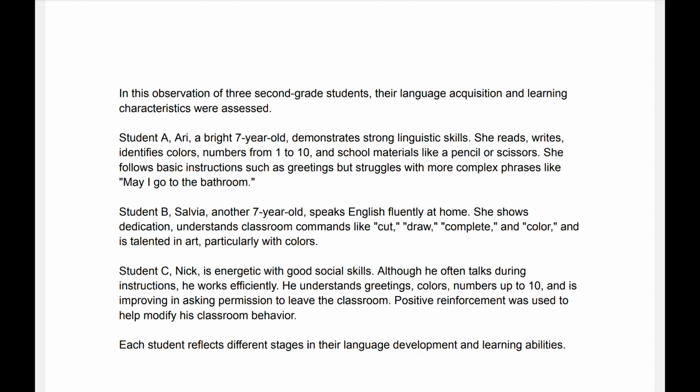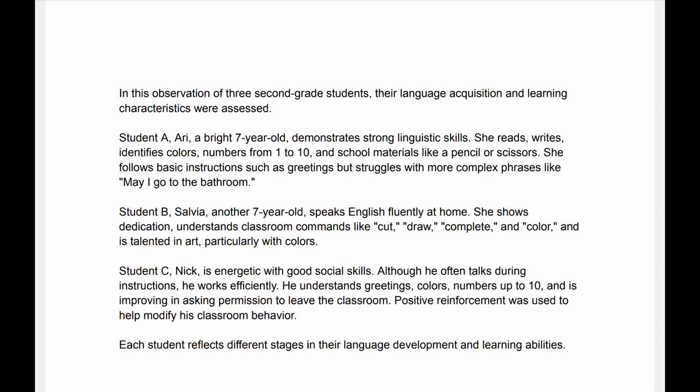She reads, writes, identifies colors, numbers from 1 to 10, school materials like pencil or scissors. She follows basic instructions such as greeting, but struggles with more complex phrases like, may I go to the bathroom?